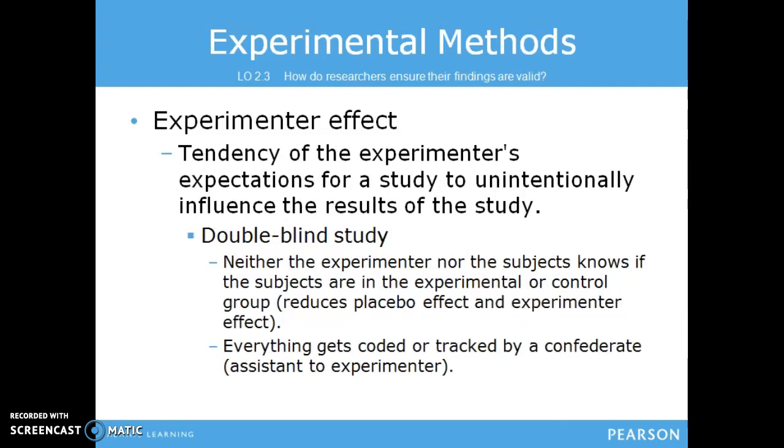Experimenter effect. So I, as the psychologist, could tamper with the results, unintentionally or intentionally. So to reduce me from introducing bias into my experiment, I could do a double-blind study where not only do I not know which group the participants are going to, but I don't know what treatment I'm giving them. And I can achieve this by having colleagues or confederates or assistants do the study for me, and they don't know what my purpose is, what my hypothesis is. I give them instructions that are non-biased.